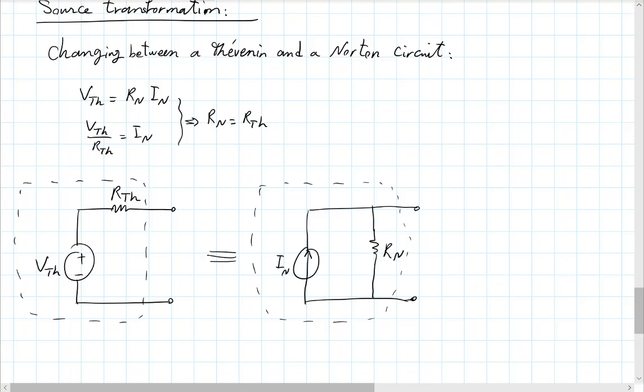All right, so I think that's it for today. We'll leave it at that. Next time we'll do some examples of source transformation, and then look at a special case of Thevenin and Norton equivalent, which is just equivalent resistance when your voltage is 0 or the current is 0. Okay, so thank you.